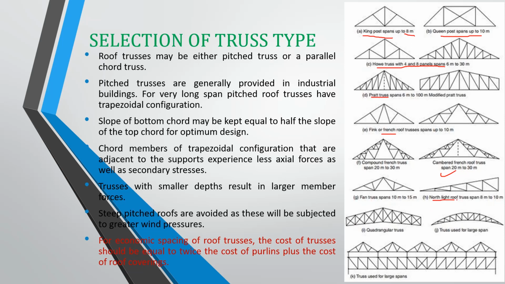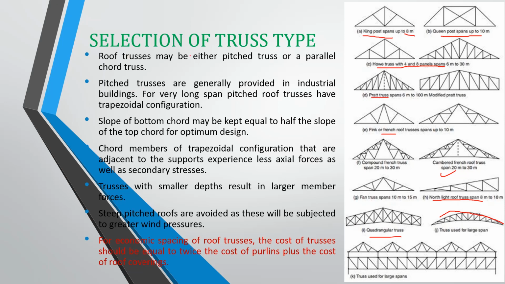Similarly, we have here a north light roof truss. We generally see these trusses being built in daily life, and they are particularly suitable when we have to make proper provision of lighting in our structure. Similarly, we have some trapezoidal shape trusses like this quadrangular truss, and if the span is very large, then we can use circular trusses or curved trusses for large spans also. So the selection of any type of truss depends on our structure itself.